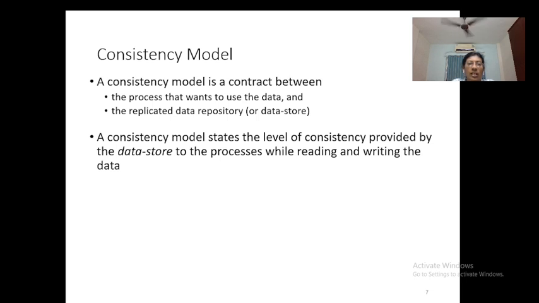Consistency model. A consistency model is a contract between the process that wants to use the data and the replicated data repository. The consistency model states the level of consistency provided by the data store to the processes while reading and writing data.